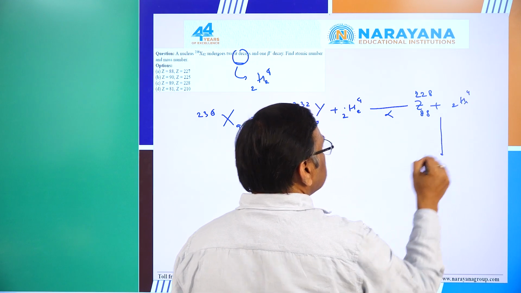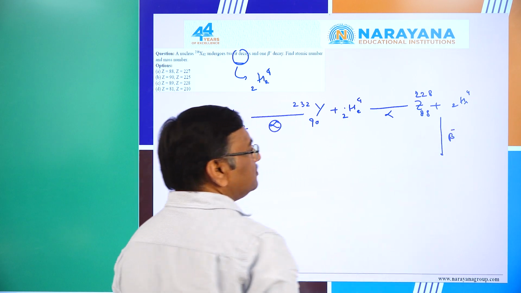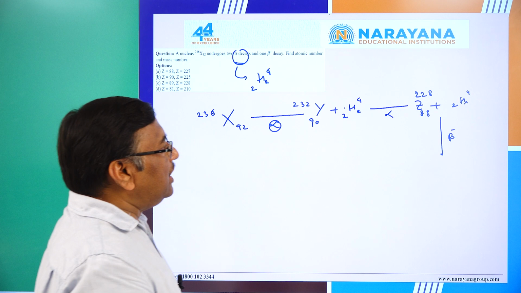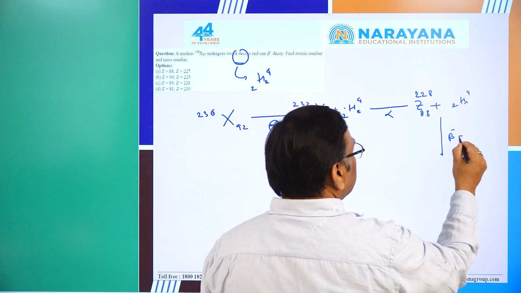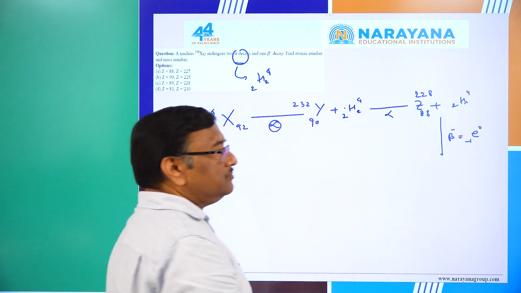What he is saying, there is another decay here, that is our beta decay, that is beta minus. Beta minus is nothing but what? Electron, you know well. If you represent it in this manner, it is like this.